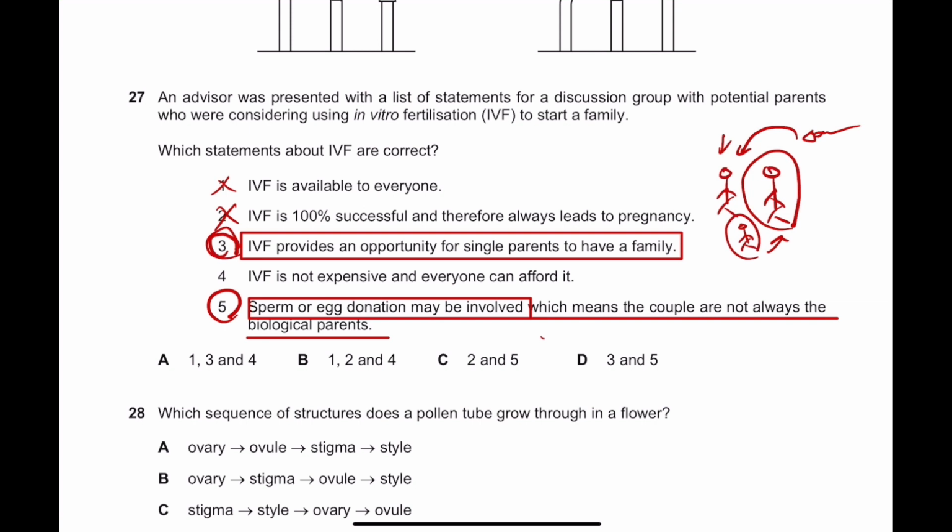Let's have a look at number 4. IVF is not expensive and everyone can afford it. No, it's quite expensive. I don't actually know how much it is, but it's quite expensive. So that's why some countries, government actually support those who want a baby but have to go through IVF. Okay. So the answer for this question is D.